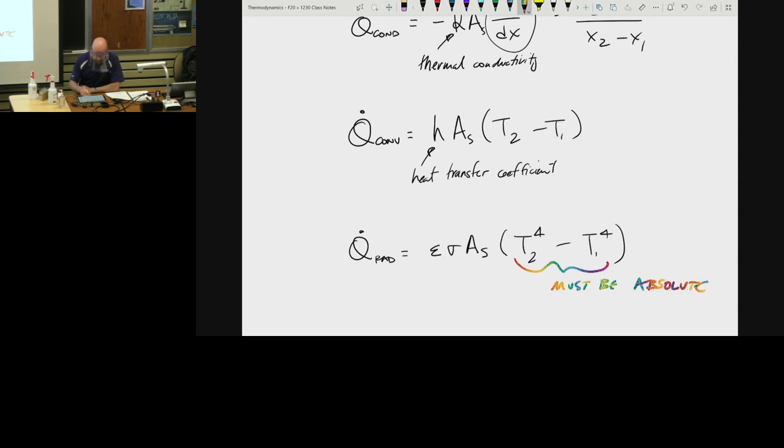If you forget, if you're uncomfortable, if this drives you nuts, put all our temperatures into absolute temperatures. You're going to be okay. That is the fail-safe. But it could save you some time if you recognize conduction and convection don't need it, because I'm going to give you temperatures in Celsius and Fahrenheit on these exams.